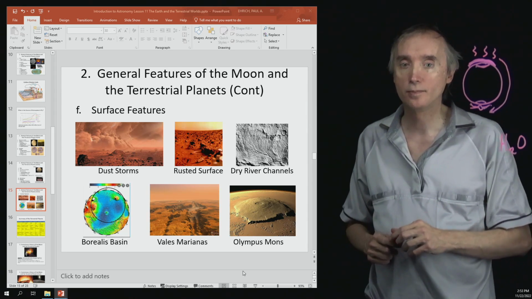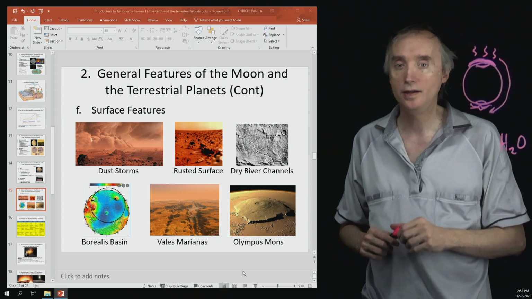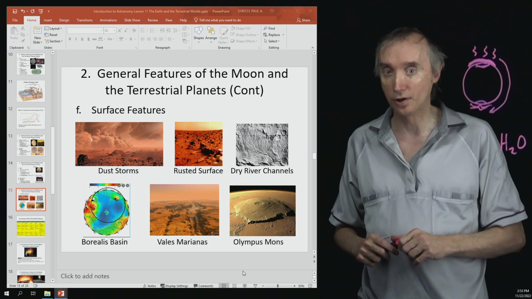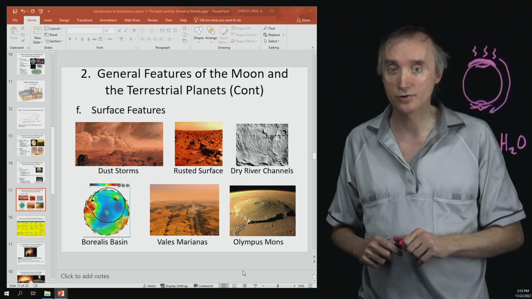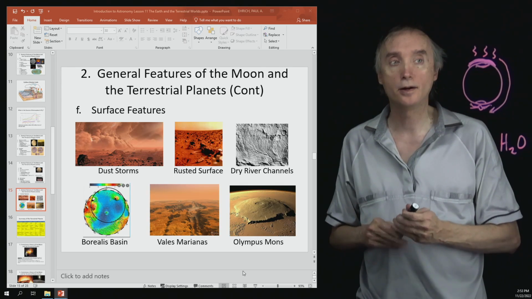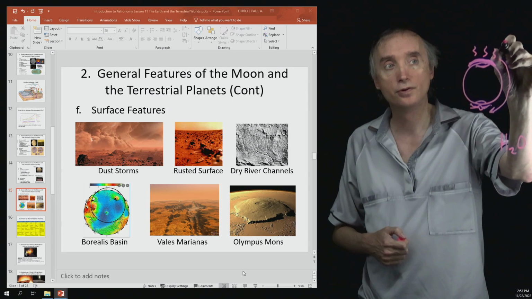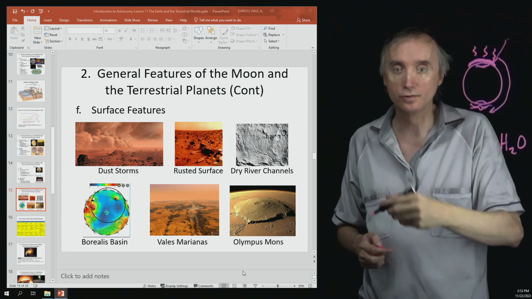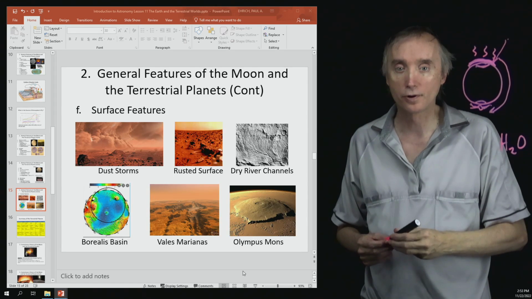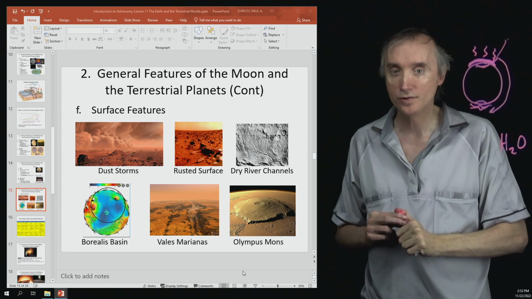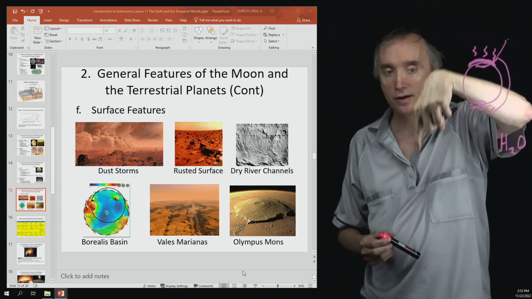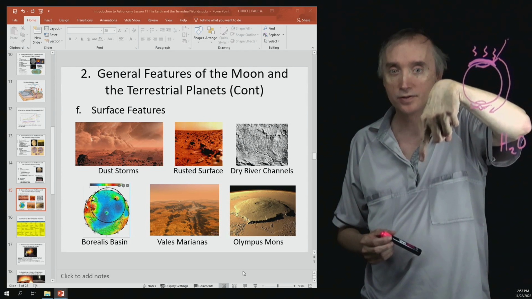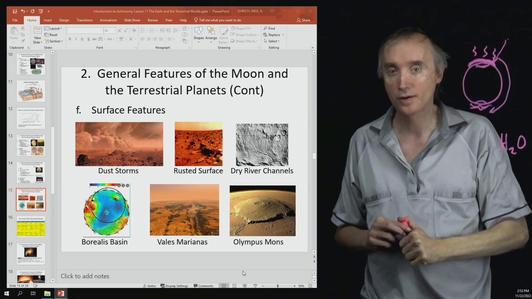Another thing interesting about Mars is it got hit by an object about the size of the planet Pluto early in its formation. And it got hit up here in the northern hemisphere, and then it made that colossal crater there called the Borealis Basin. So that's a picture looking down onto the North Pole of Mars, and you can see the size of that crater as a result of that.